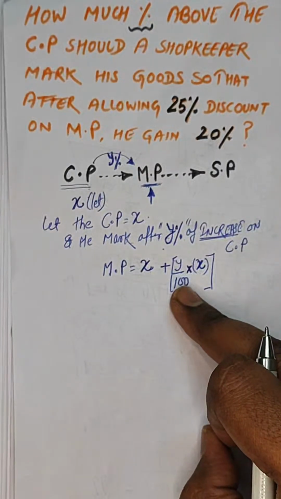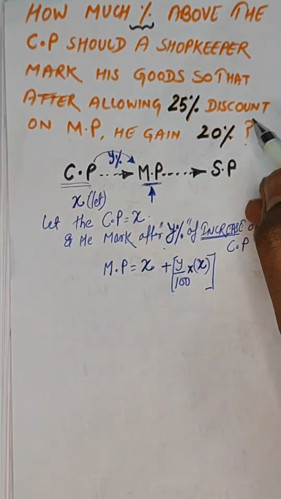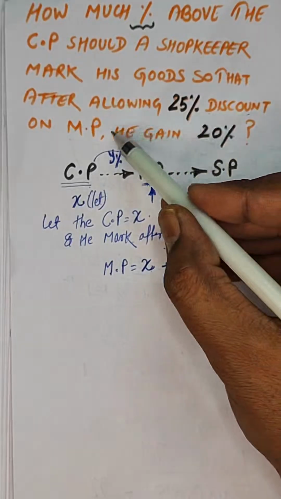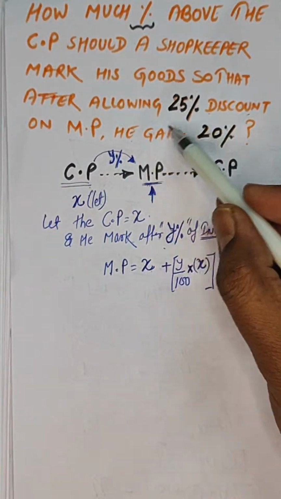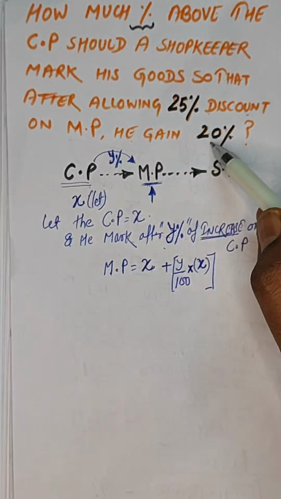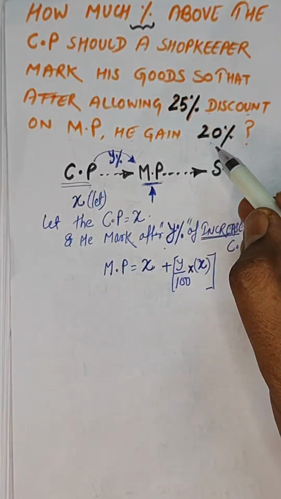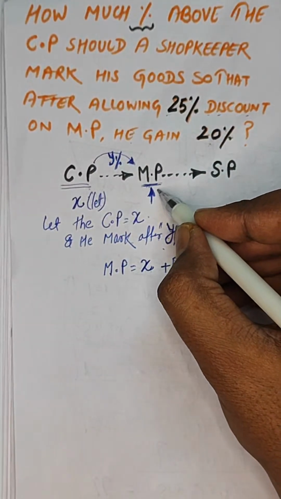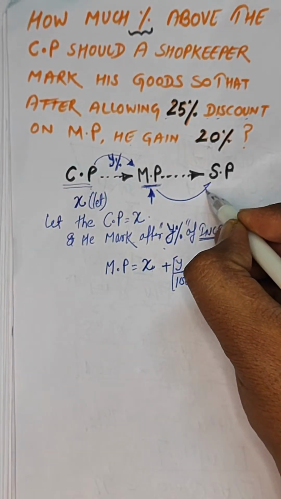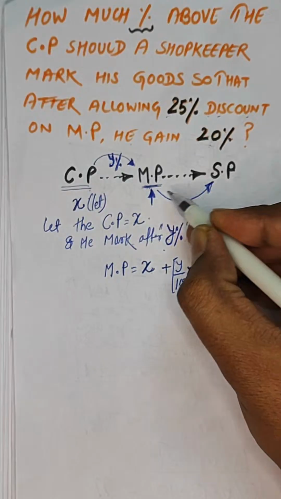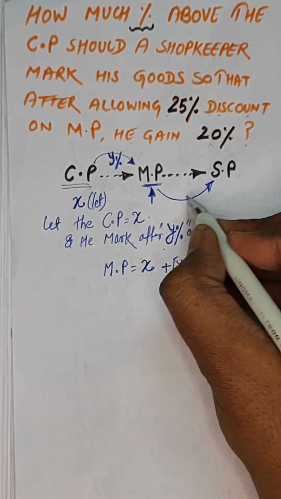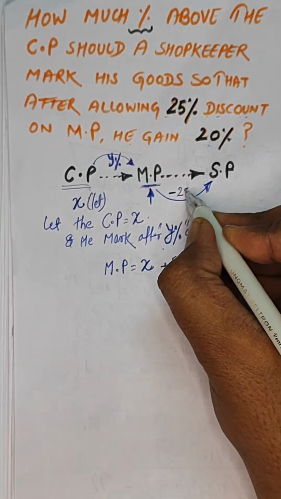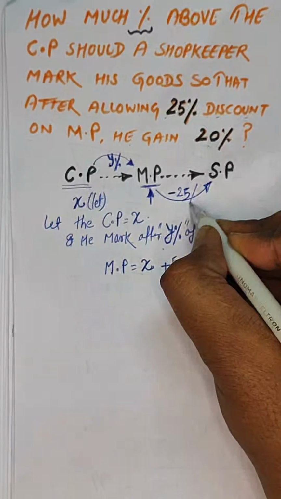Now if this will be the mark price, he again becomes innocent in front of you, and that shopkeeper gives a discount on the mark price, and even after giving the discount, he is making a gain of 20%. So that means he is giving a discount of 25%. That means from MP to SP, whatever he has marked on the goods, that is your mark price, a discount is given. That means the rate is deducted by 25%. That is the face of the shopkeeper which you are seeing.